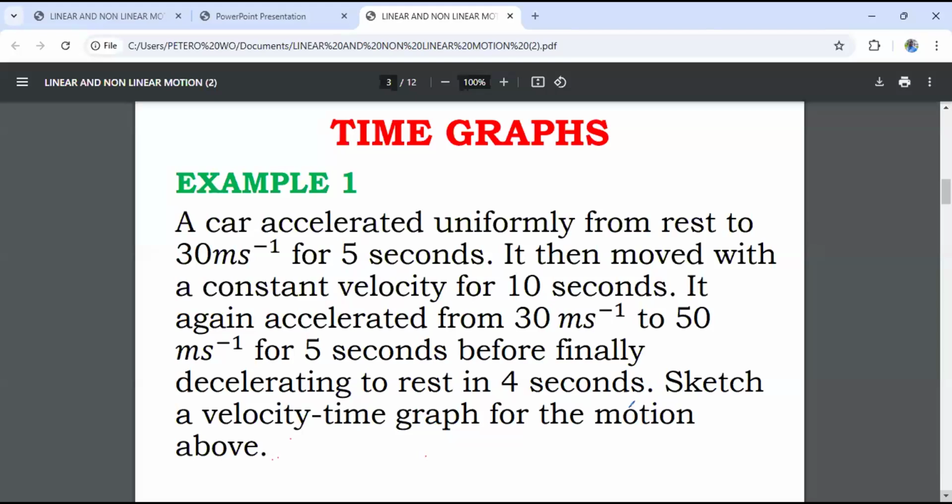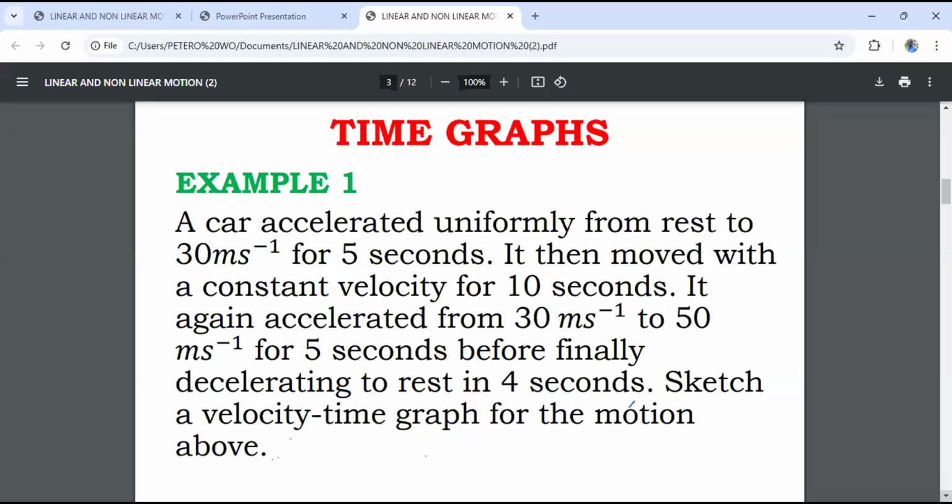So example 1 says a car accelerated uniformly from rest to 30 meters per second for 5 seconds. It then moved with a constant velocity for 10 seconds. It again accelerated from 30 meters per second to 50 meters per second for 5 seconds before finally decelerating to rest in 4 seconds. Sketch a velocity time graph for the motion above.